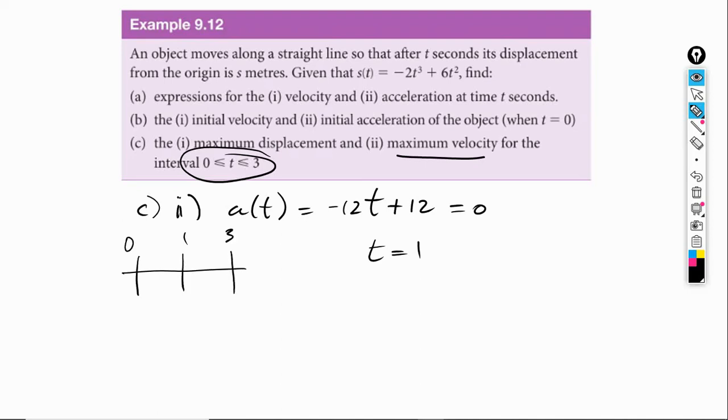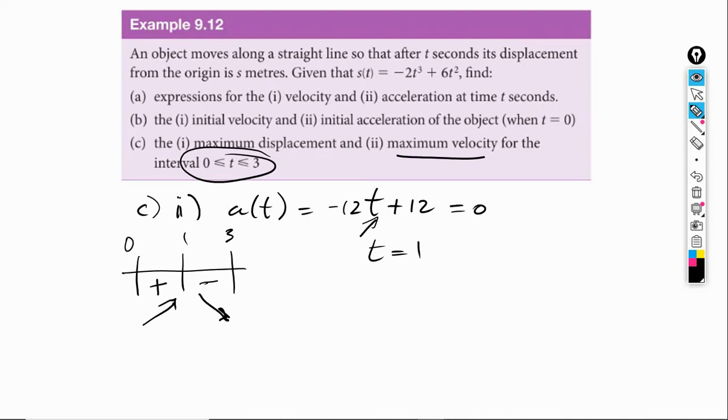So what happens between 0 and 1? Let's say if we put a value like 0.5, notice that if you put 0.5 here, this is going to be 6. So therefore positive. That means the graph is going up. Okay, so how about between 1 and 3? We can test 2 seconds, and 2 seconds is going to give us negative 12 for the acceleration. Therefore, here we have a negative. Therefore, the graph is going down after 1 second. That means that you have a maximum velocity at time equals 1.